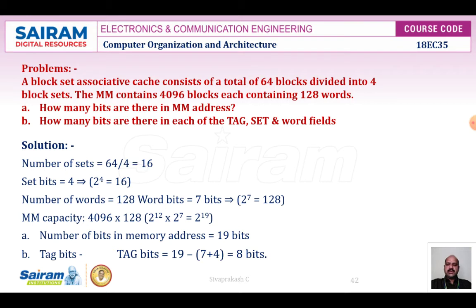Number of sets is going to be 16 and set bit is nothing but 4, because it has already been specified as 4 block sets. So 2 to the power of 4 is nothing but 16. So 16 sets are there. So set bit is equal to 4.